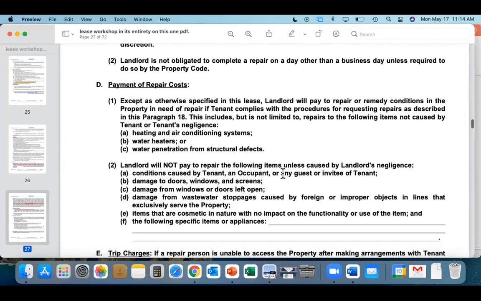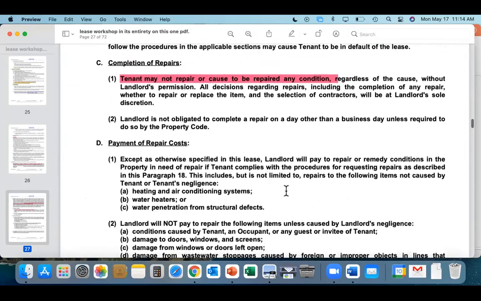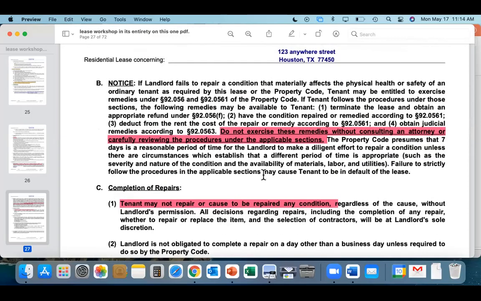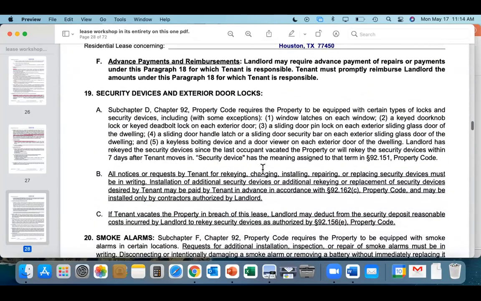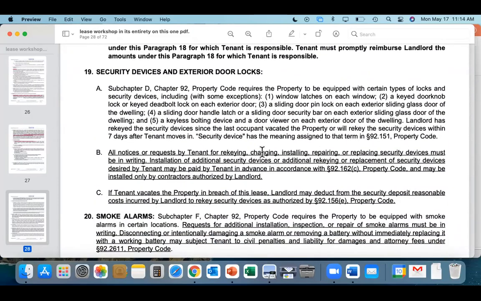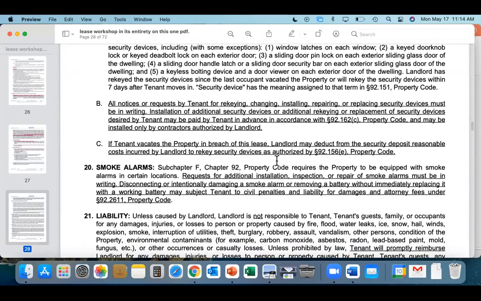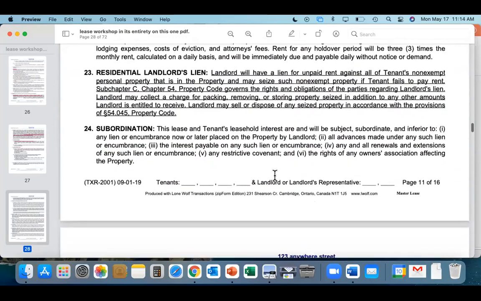I'm kind of gonna skip through these. Just read these paragraphs so that way you understand them and you know what's in there. I highlighted the most important things that get people in trouble. Security devices, exterior door locks, again, don't change the locks. They're not permitted to do that stuff, period.